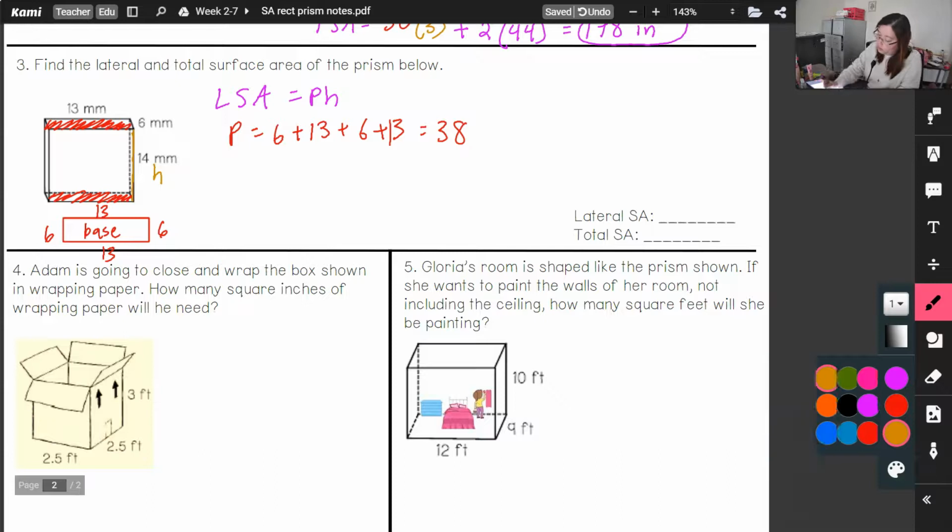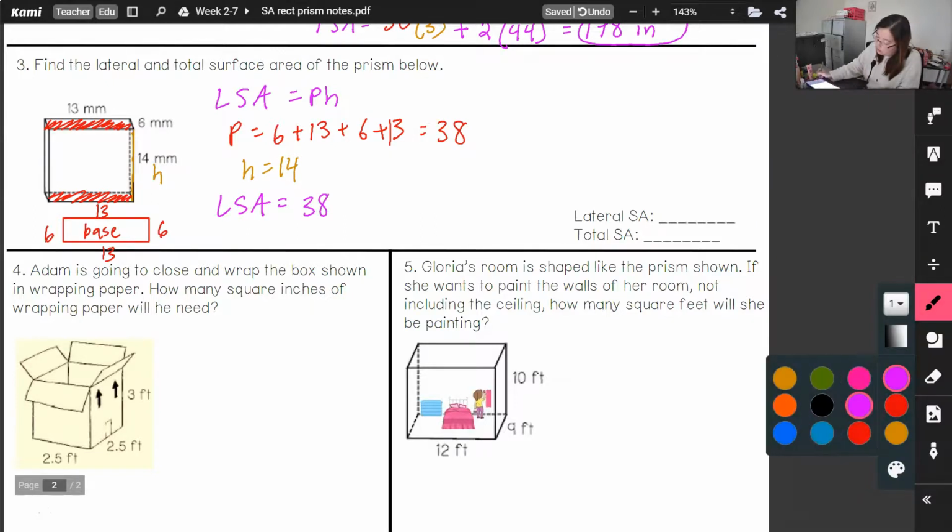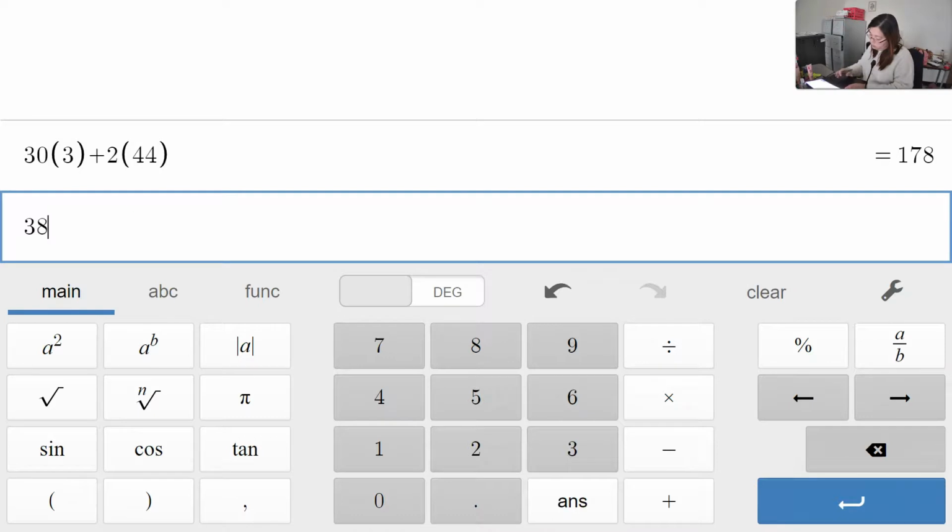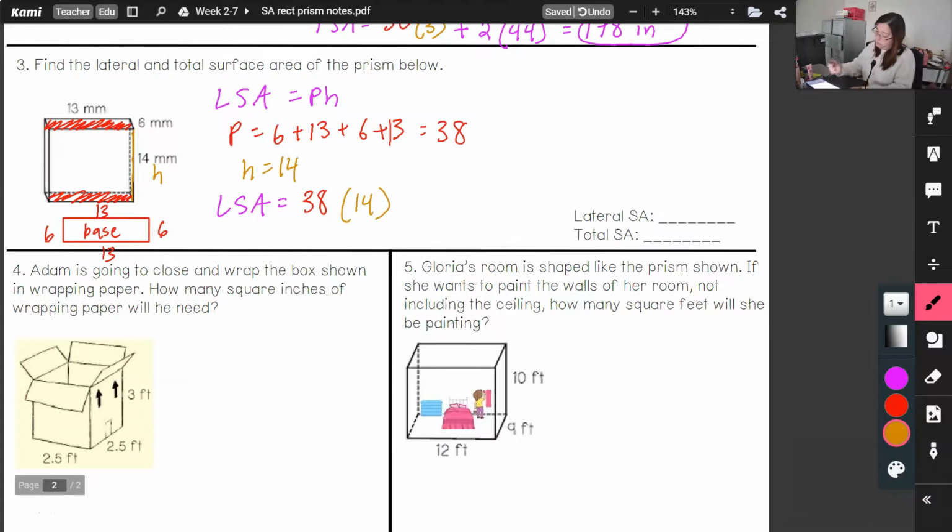The height we have already labeled as 14. So lateral surface area is just perimeter times height. It's 38 times 14. It's 532. Okay, so that's our lateral surface area, 532 square millimeters. Okay, so now let's do total.